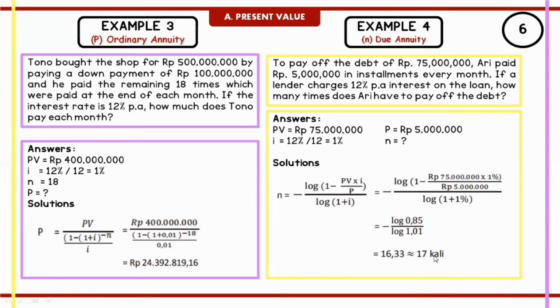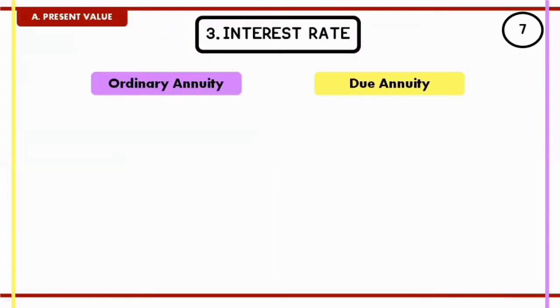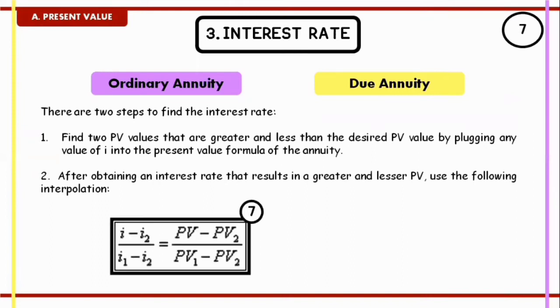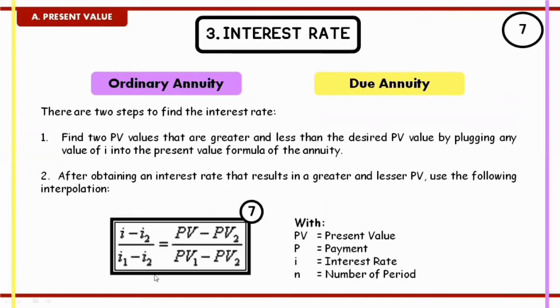Next, how to find the interest rate of ordinary annuity and due annuity. This is the same formula. There are two steps to find the interest rate. First, find two PV values that are greater and less than the actual PV value by plugging any value of I into the present value formula of the annuity. After obtaining an interest rate that results in a greater and lesser PV, use the following interpolation. And this is the formula of interpolation.